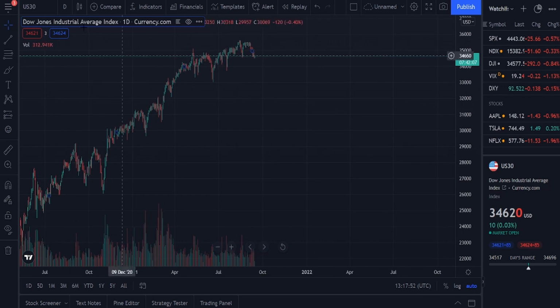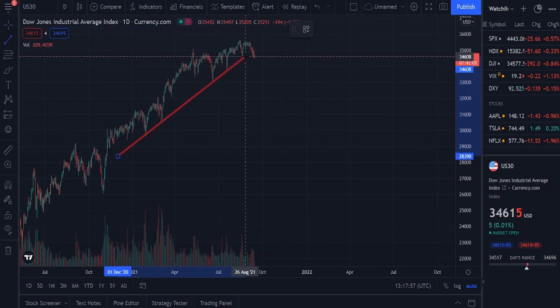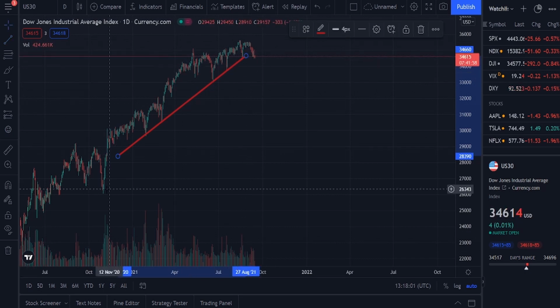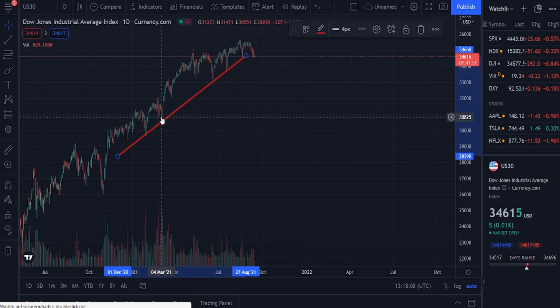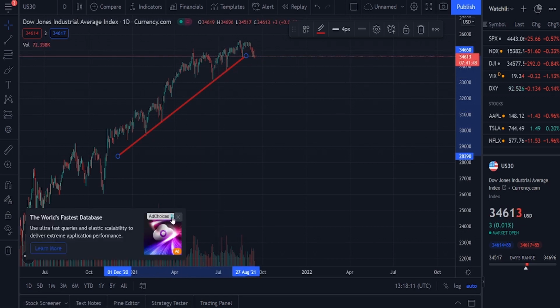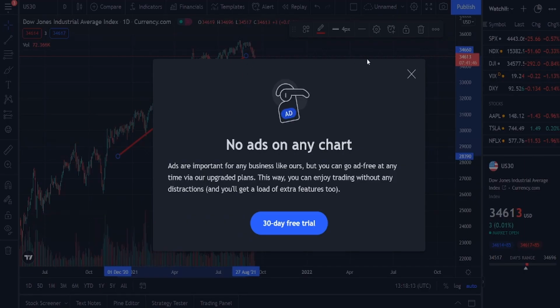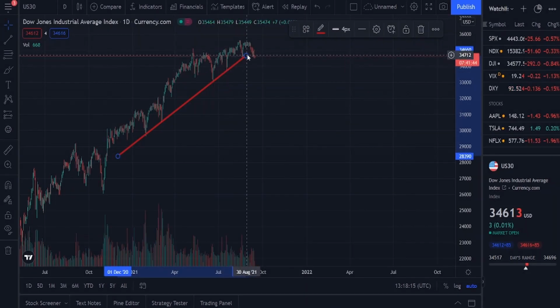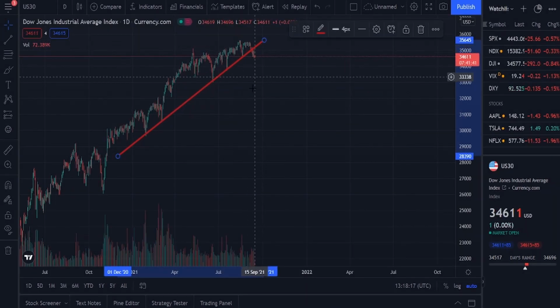Here is a look at the US 30 chart. Now, as we can see, we had this trend line that we retested once, twice, 3 times, 4 times, 5 times, and now we broke below this trend line. Usually that doesn't mean that we will go lower or that the trend is over.